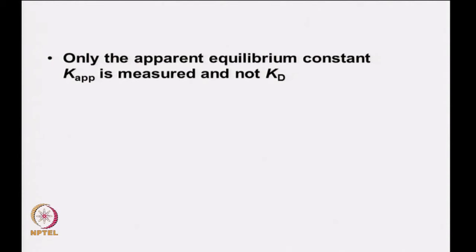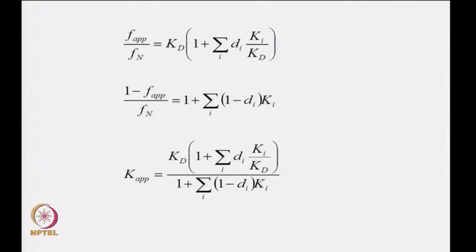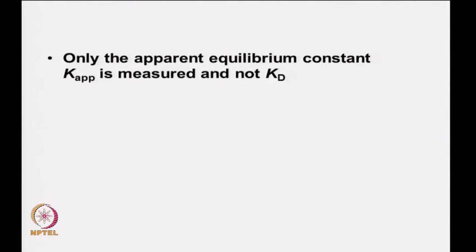So, the point is only the apparent equilibrium constant K app is measured and not Kd, because as we just saw, K app not only has Kd, but it also has information on Ki, right. So, this is why it is called K app, because your equilibrium constant is not only Kd, it also has contributions from your respective Ki's. Okay. So, you just cannot do it like that. That is why it is called the apparent equilibrium constant. See how much it has become more complicated when you just shifted from a two state to a multi state model. Okay.